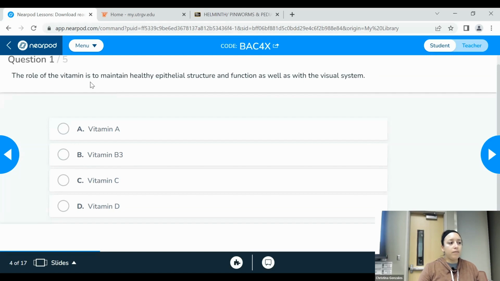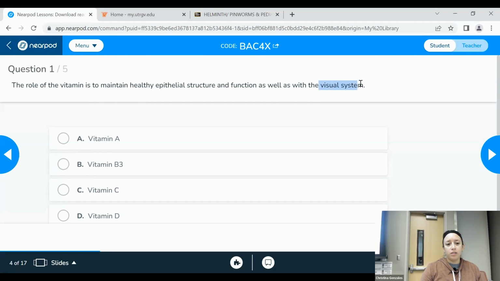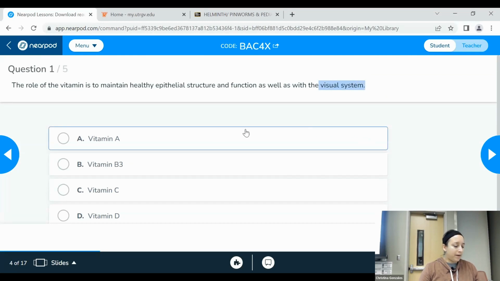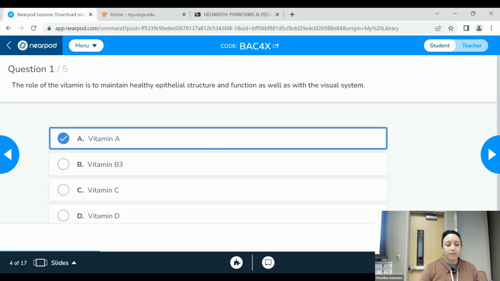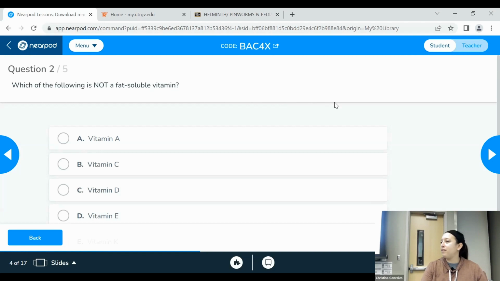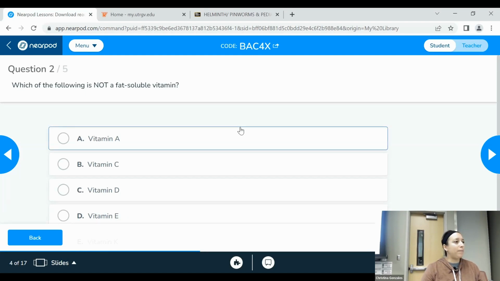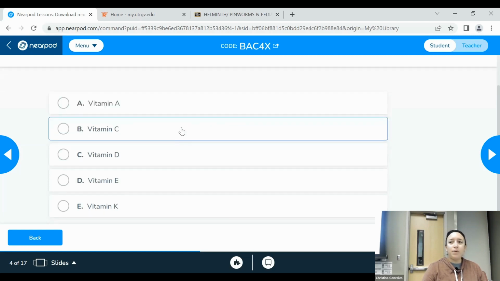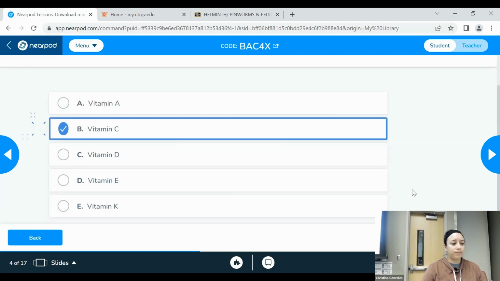All right, role of this vitamin to maintain healthy epithelial structure, as well as with the visual system. Which one's that? Vitamin A. Very good. Which of the following is not a fat soluble vitamin? How do y'all remember this? The naked fat guy, or the addict, the cat in the attic. Whichever one you do, just remember A, D, E, K are fat soluble. So which one is not fat soluble? B and C are not fat soluble.